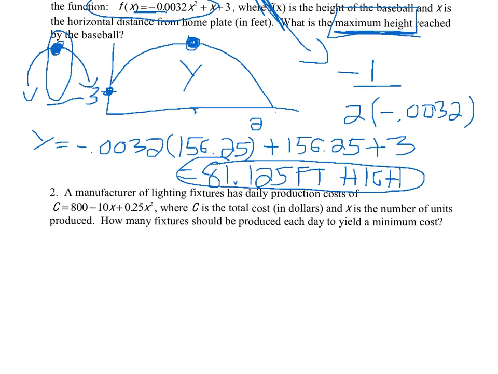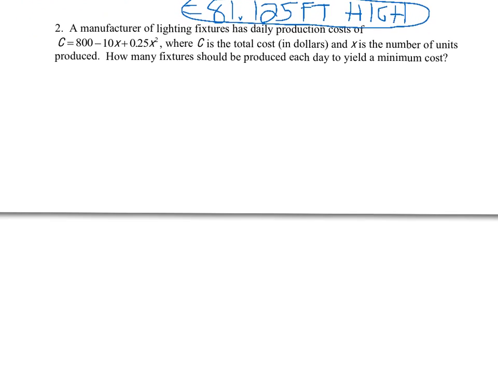Let's do number 2. And that's a classic example. We just did number 1. You'll do that a lot in physics. Alright, let's do the last one, number 2. A manufacturer of a lighting fixture has daily production cost. C is the total cost in dollars, and X is the number of units produced. How many fixtures should be produced each day to yield a minimum cost?